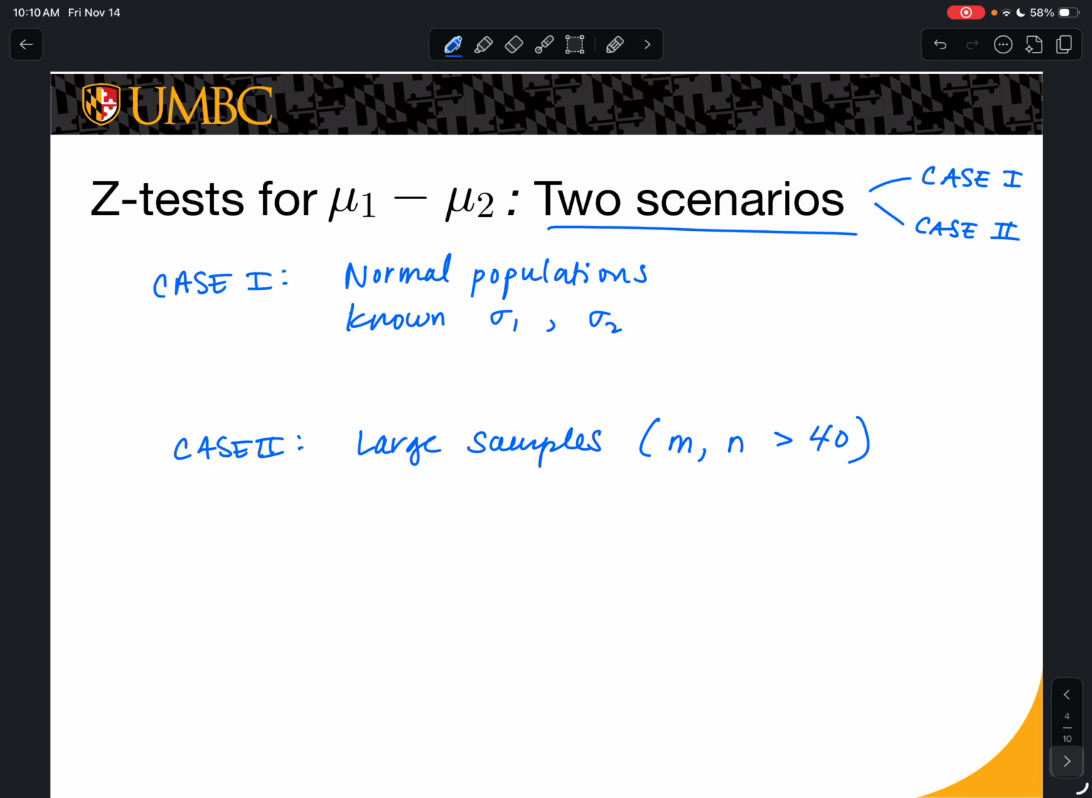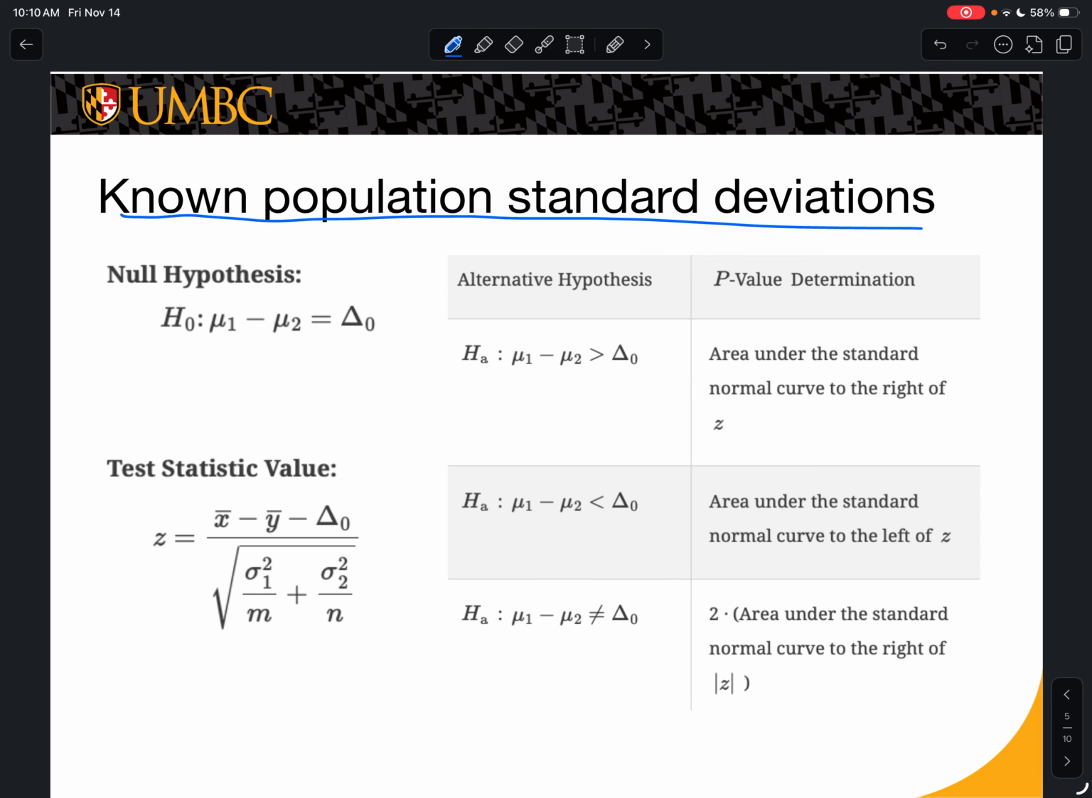Okay, so it says known population standard deviation. So that is case 1. The other thing that we require in case 1 is that we have normal populations. And so that's an assumption here for this test. But this is the description of how the test works. And you can see that it looks very similar to how the test worked when we had one population we were working with. Except for here, we have this thing called delta naught.